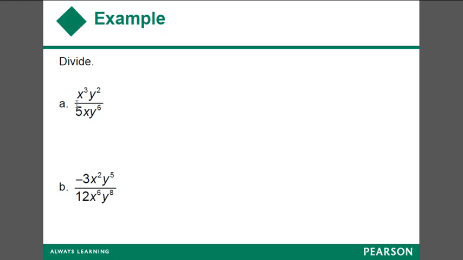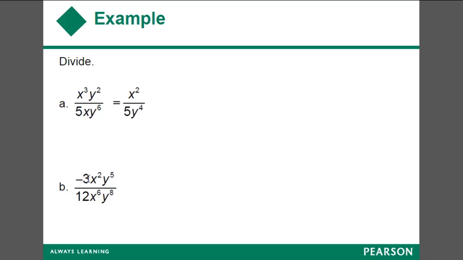Well, if you look at the coefficients, I just have a 1 over 5. So I'm going to have still a 1 over 5. X to the 3rd divided by x. My largest exponent for my x's is in the numerator, and that's going to be 3 minus 1, which will be 2. My largest exponent for my y's is in the denominator. 6 minus 2 will be 4. So I get x squared divided by 5, y to the 4th.